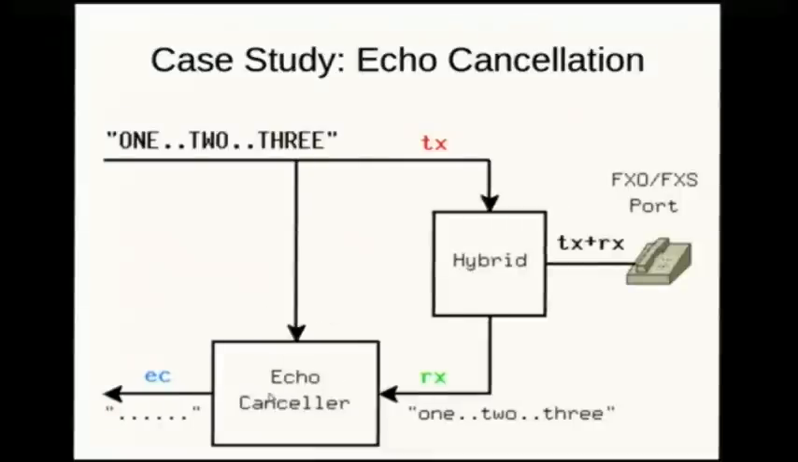What the echo canceller does is it measures what's coming off the line here, what's going back down the line, and it tries to make a model of that echo and subtract it so that the other person at the other end of the phone call doesn't hear the echo. And that's called an echo canceller.